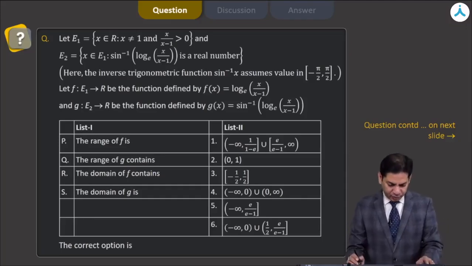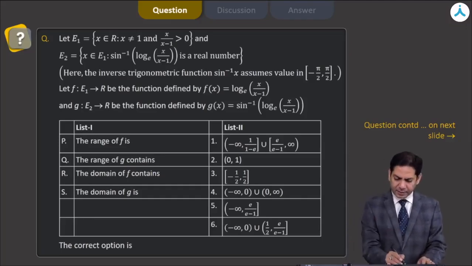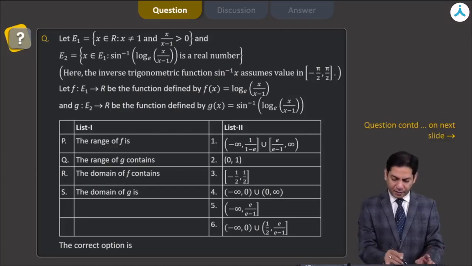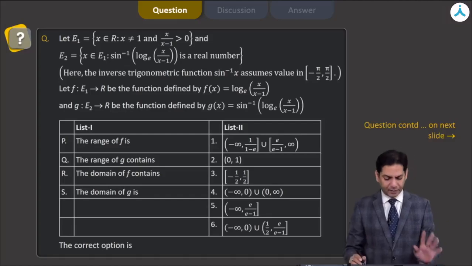The given information is E1 is a set given to you. It contains the values of x belonging to R for which x upon x minus 1 is greater than 0. E2 is the set which contains the values of x belonging to E1 for which sine inverse of log of x upon x minus 1 is a real number.